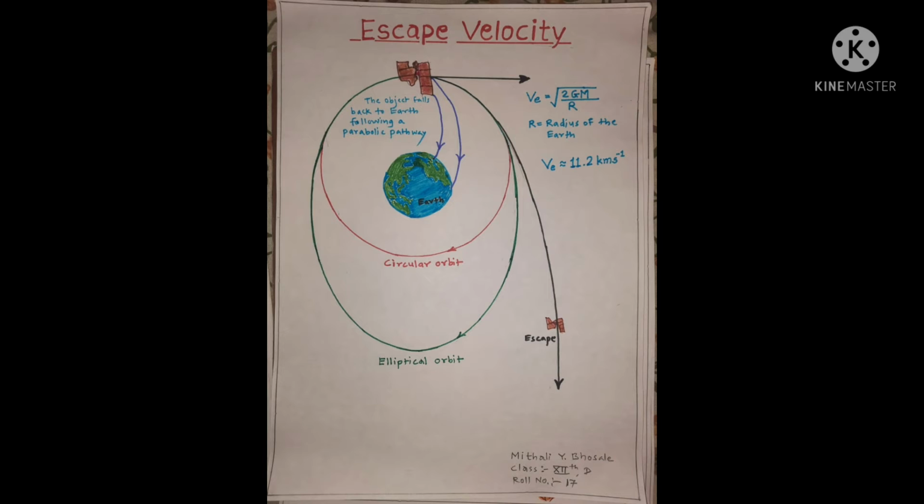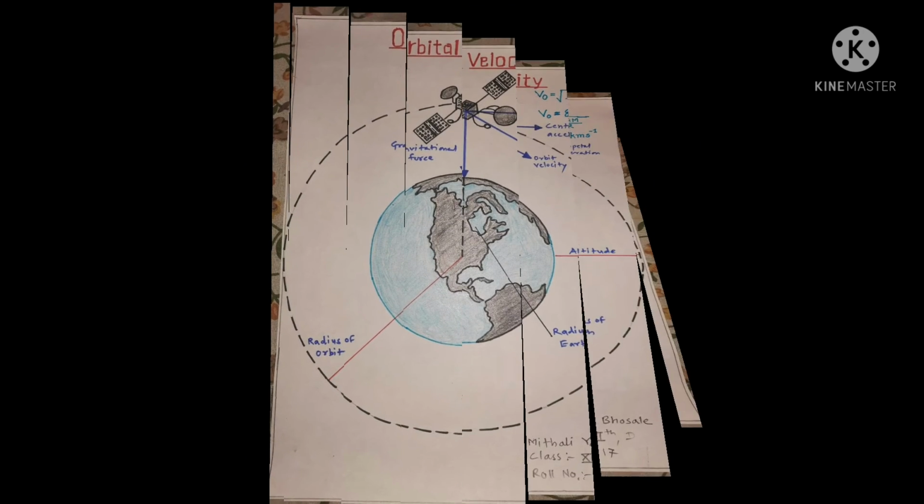This means that the minimum velocity needed to take a particle infinitely away from the Earth's surface is 11.2 km per second.